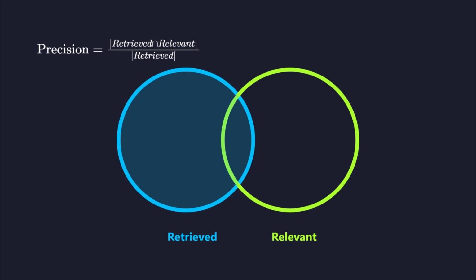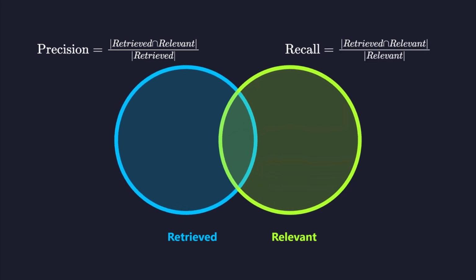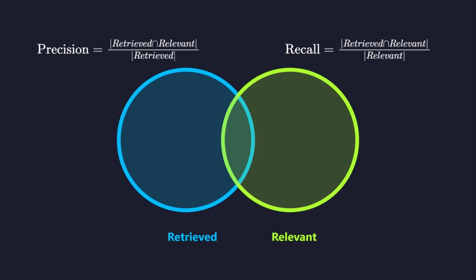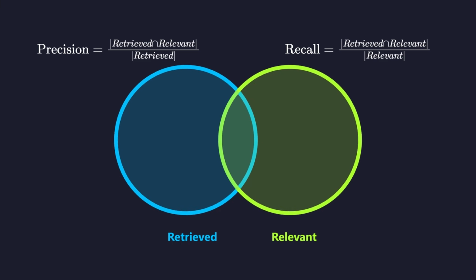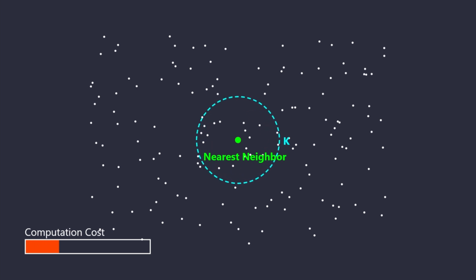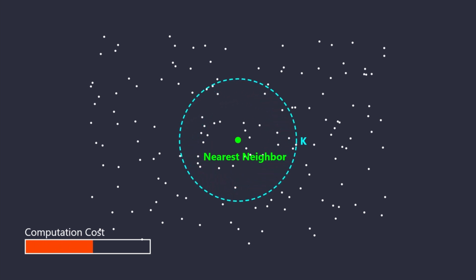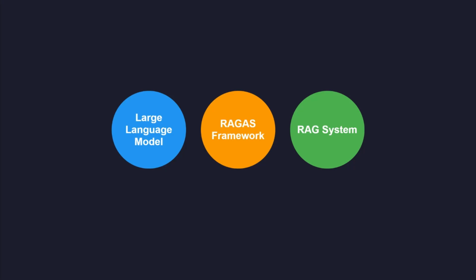Precision measures how many retrieved documents are actually relevant. Recall measures how many of the total relevant documents were successfully found. A high-performance system must optimize for both to ensure the LLM has all the facts without being overwhelmed by noise. Recall at K is the standard metric for approximate search. It measures the probability that the true nearest neighbor is included within the top K results. Increasing K improves recall, but increases the cost and latency of the subsequent generation step.